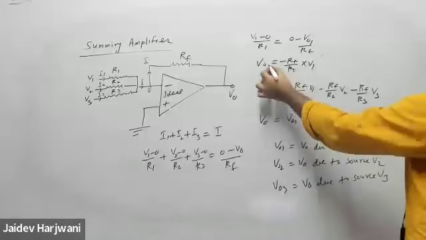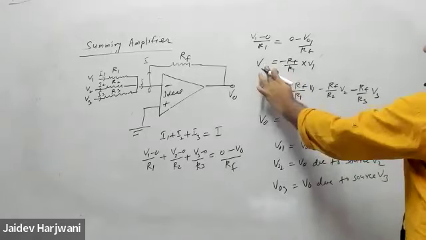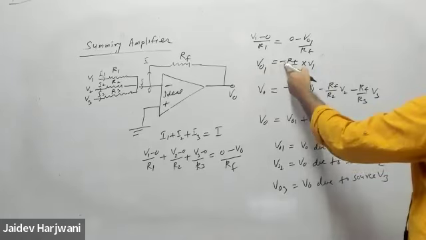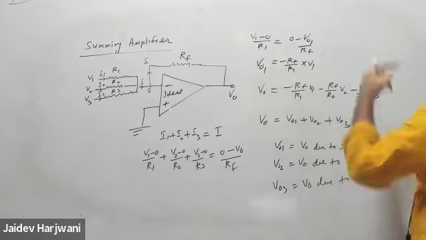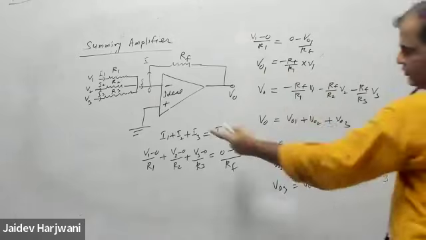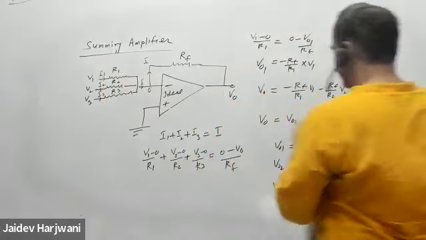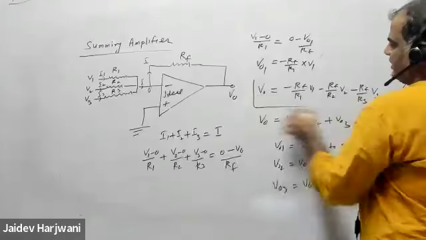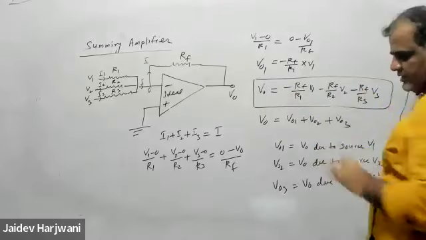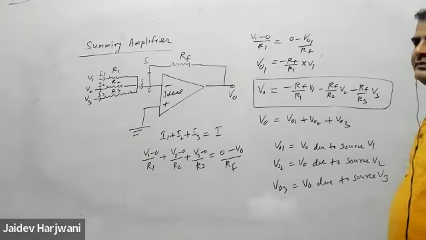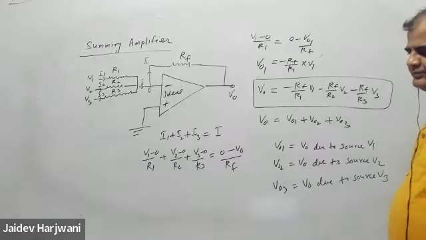Similarly, V02 will be minus RF upon R2 into V2, and V03 will be minus RF upon R3 into V3. So either you apply KCL or you apply the superposition principle, you will reach this conclusion. Is it clear?